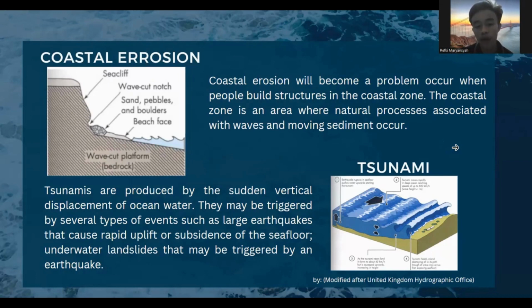Tsunamis are produced by the sudden vertical displacement of ocean water. Tsunamis can be triggered by several types of events, like large earthquakes in the seafloor, landslides in the seafloor, underwater landslides, and volcanic activity can also trigger a tsunami.